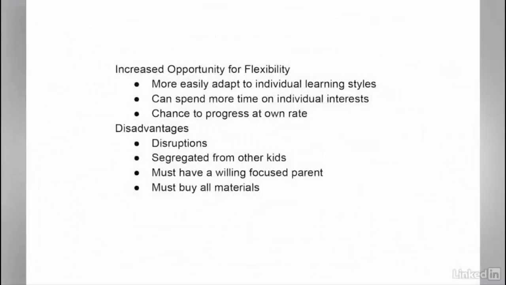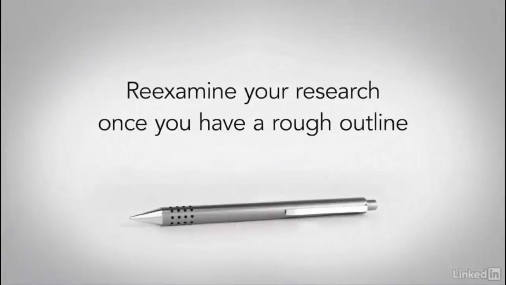Now that key ideas are identified and irrelevant ideas are dropped, let's group those ideas and look at the emerging outline. Under flexibility, individual learning styles, interest, and progression rate could be included. The disadvantages that emerge from the free writing could be disruptions, no social contacts, available parent, and need to buy supplies. Re-examine your research. Some areas may need more support, examples and statistics. Some ideas may need to be combined. But this beginning outline will help guide you as you take the next step in writing your research paper.